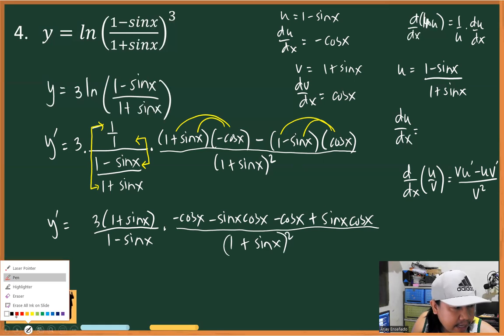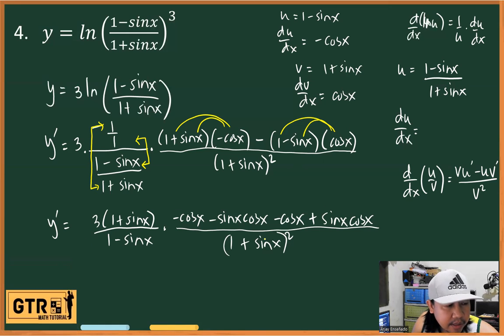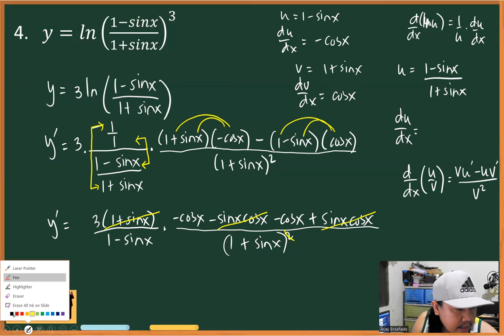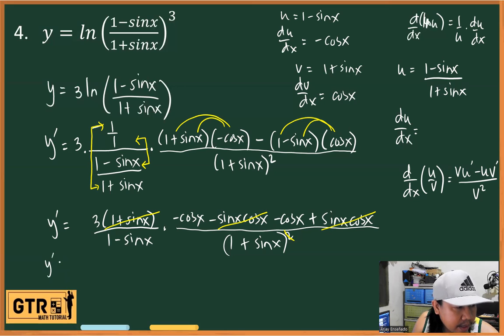Okay, so let's simplify. Cancel all the terms that are equal. We have 1 plus sine x in the numerator and 1 plus sine x in the denominator, so just subtract 1 from the exponent. And then we have negative sine x cosine x and positive sine x cosine x, so these can be canceled out. So therefore, simplifying, we have y prime is equal to negative cosine x times minus cosine x, so that is equal to negative 2 cosine x.